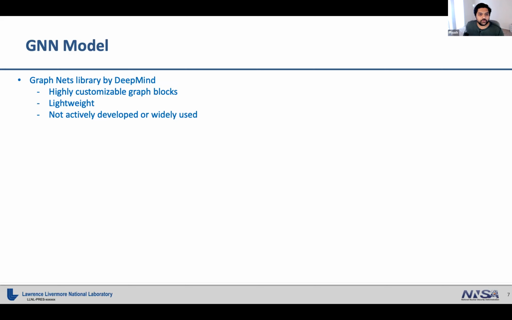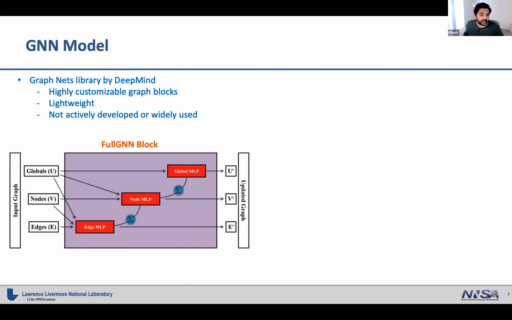So in our models, we use something from the library, what they call a full GNN block. This is a pictorial representation of that block. What we're seeing here is an input graph which has the nodes, edges, and the globals as I described before. And you have an output graph which updates those nodes, edges, and globals, and spits it out.